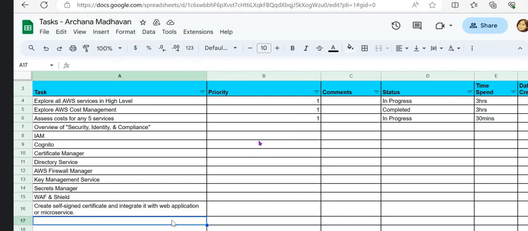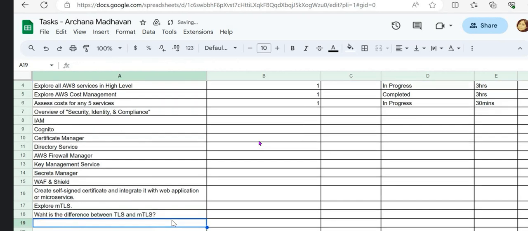Explore mTLS. M is a small letter, remaining caps: mTLS. And what is the difference between TLS and mTLS? You explore and come back to me, and I will tell you.